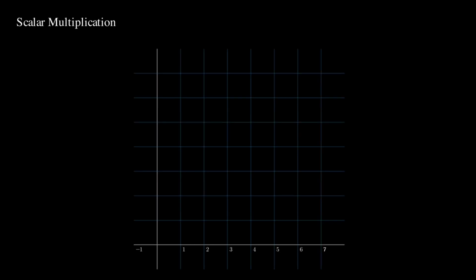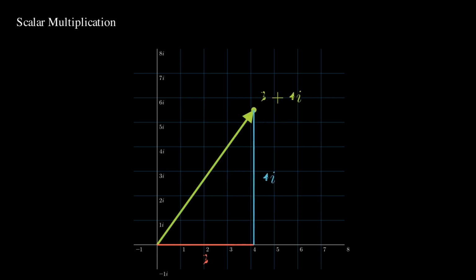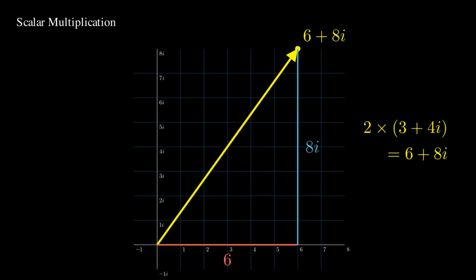Multiplying by a scalar is also straightforward. You simply scale both the complex number and its components by the same scalar, stretching or shrinking the number without changing its direction. This affects both the real and imaginary parts in the same way.